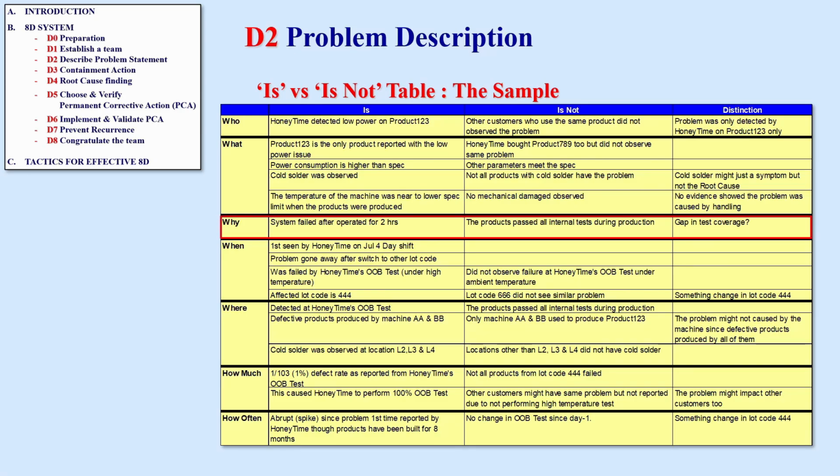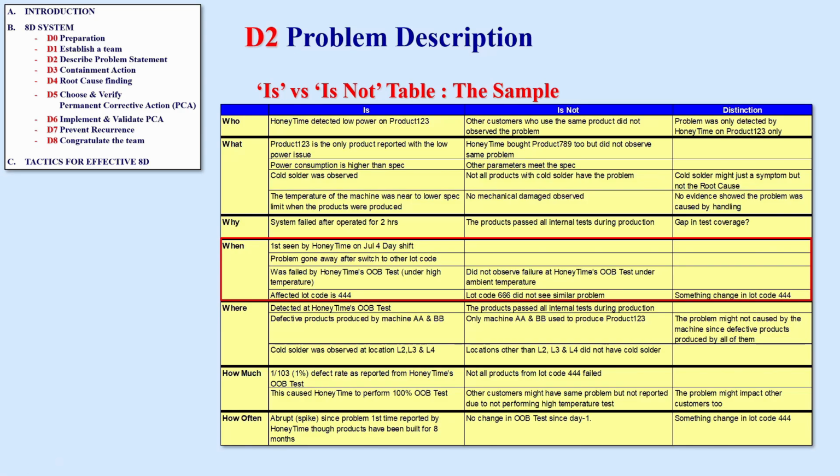System failed after operating for 2 hours. Though, the products passed all internal tests during production. Distinction question: gap in test coverage. Next, when. First seen by Honeytime on July 4th day shift.